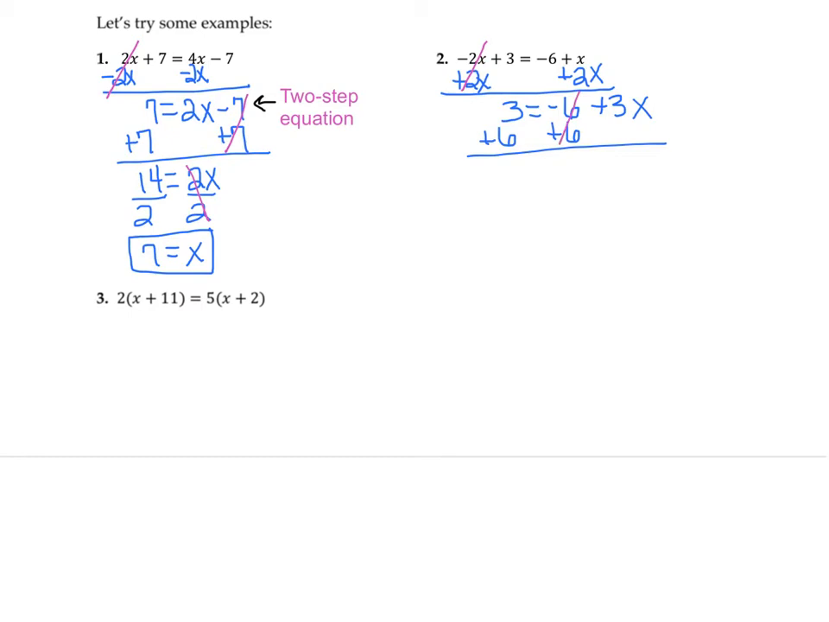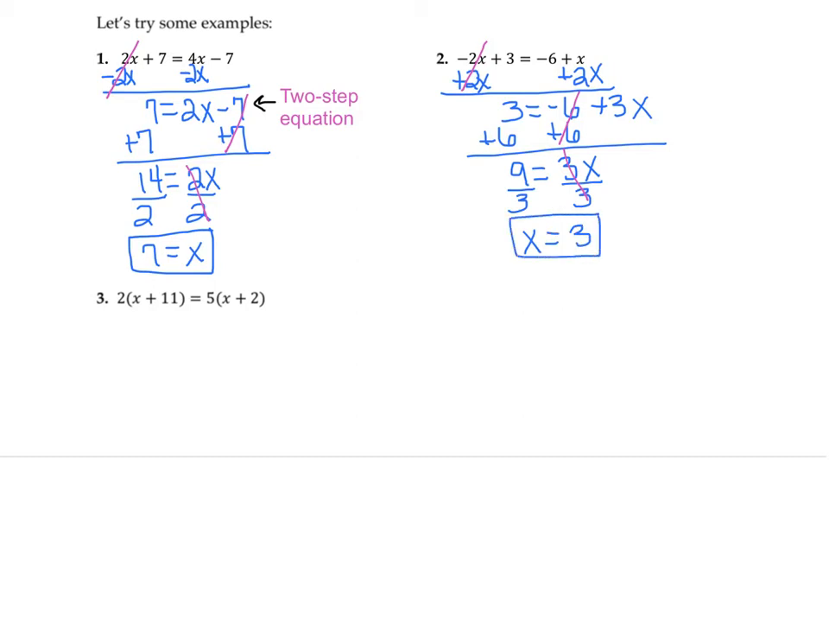The 6's are going to cancel. 3 plus 6 is 9 equals, you have 3x. And then our next step, a one-step equation. This is multiplication. We're going to undo it by dividing both sides by 3. The 3's are going to cancel because it equals 1. And then 9 divided by 3 is 3. Therefore, x is equal to 3. And that is your answer.